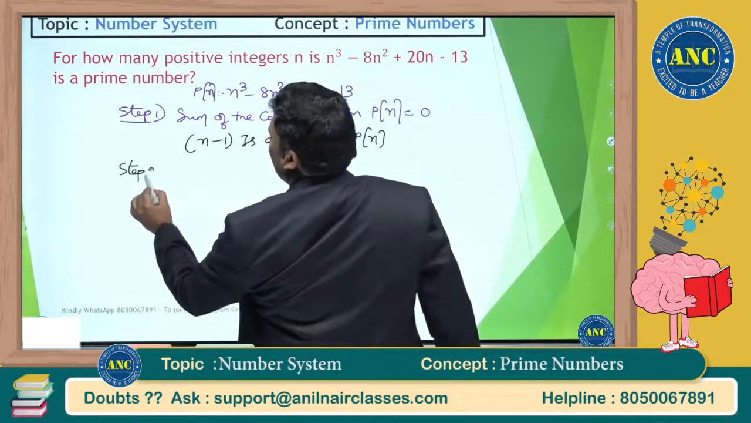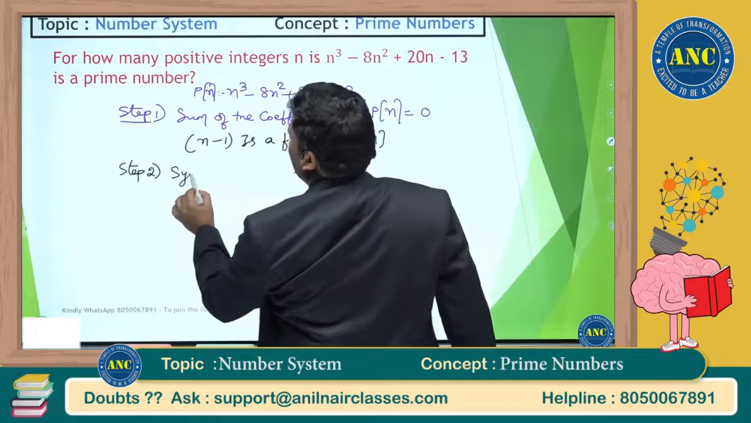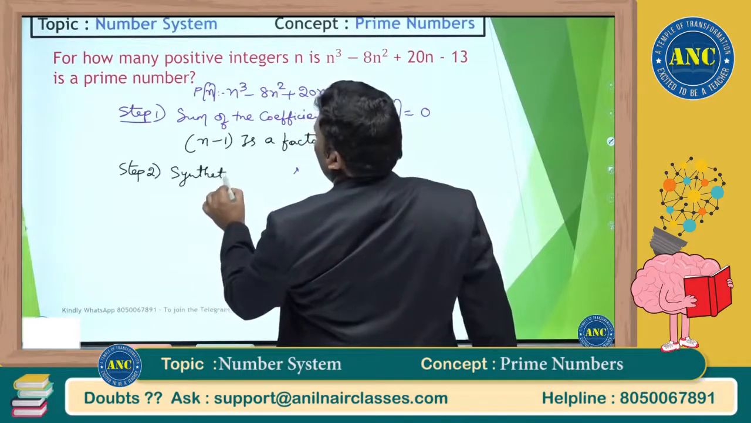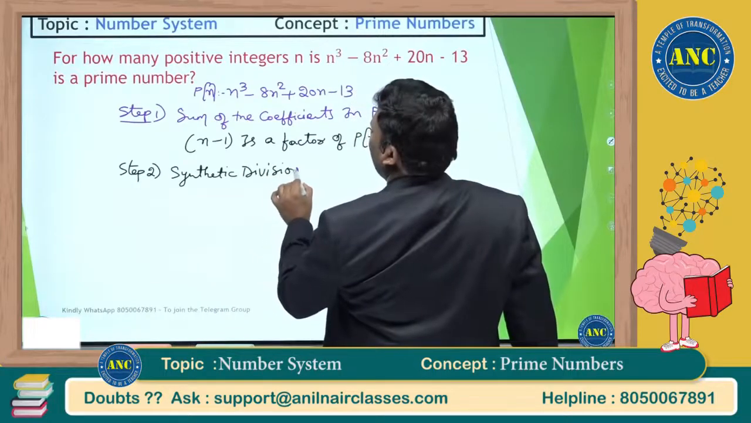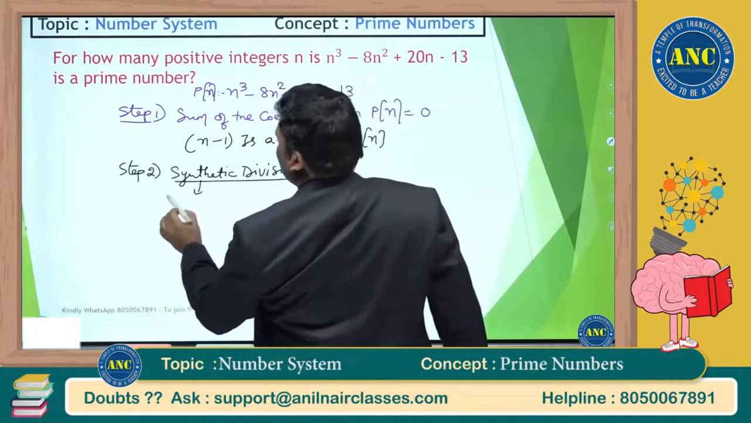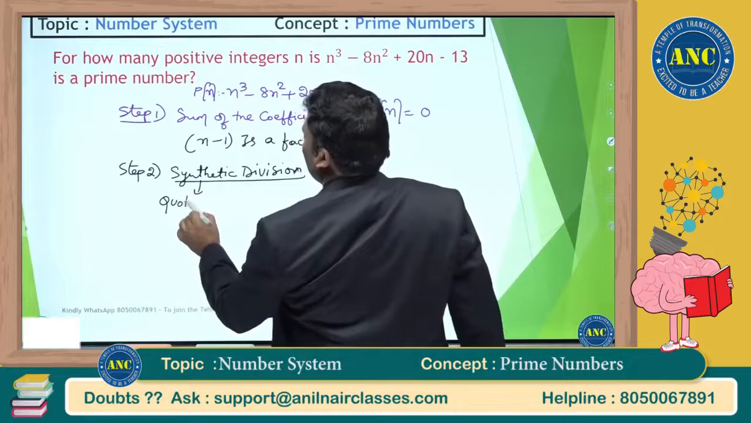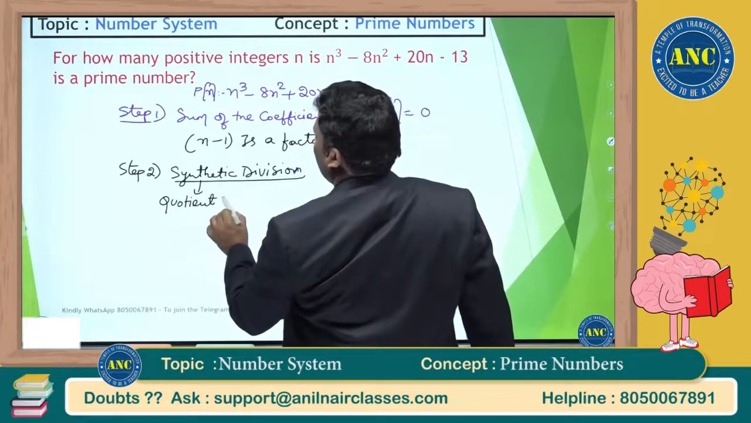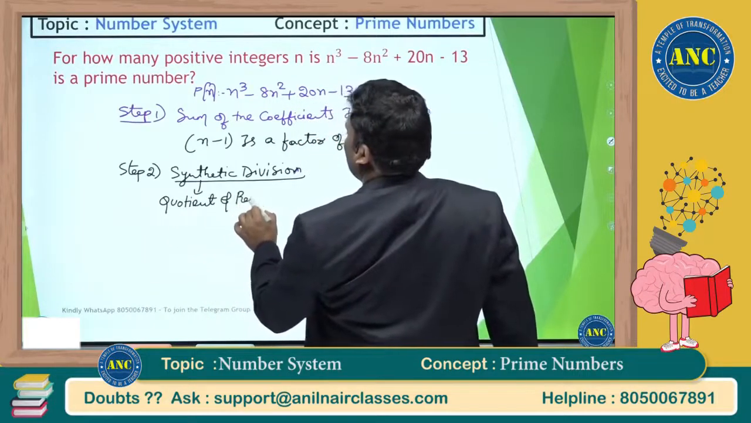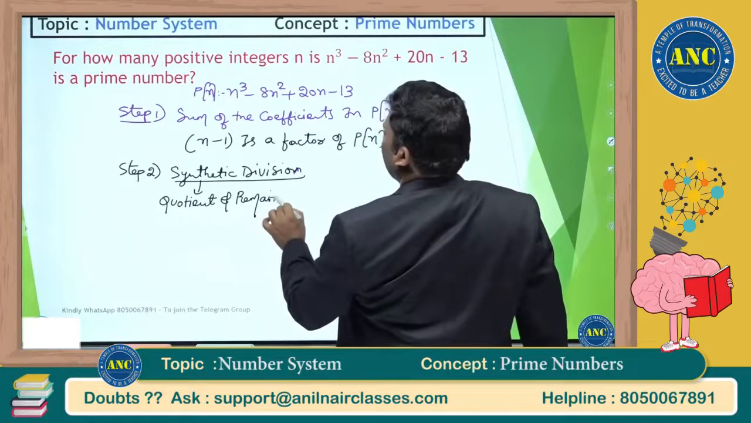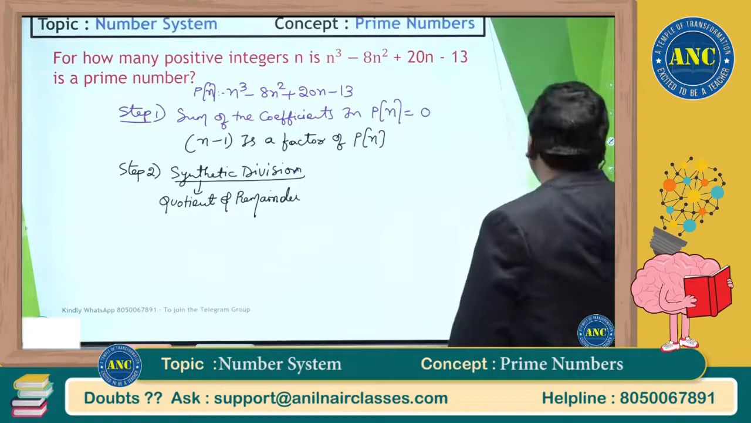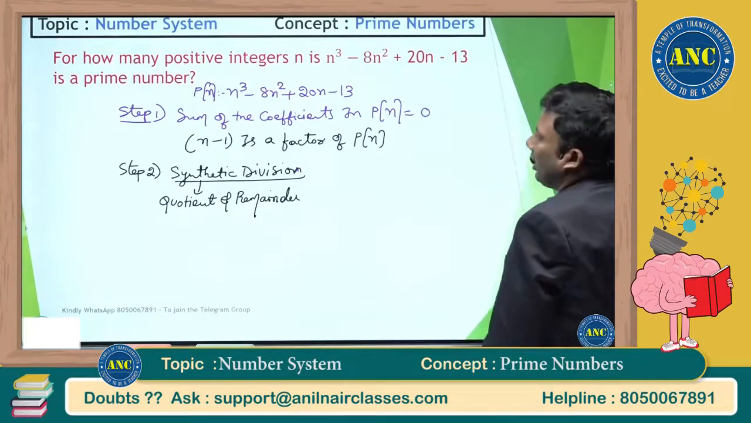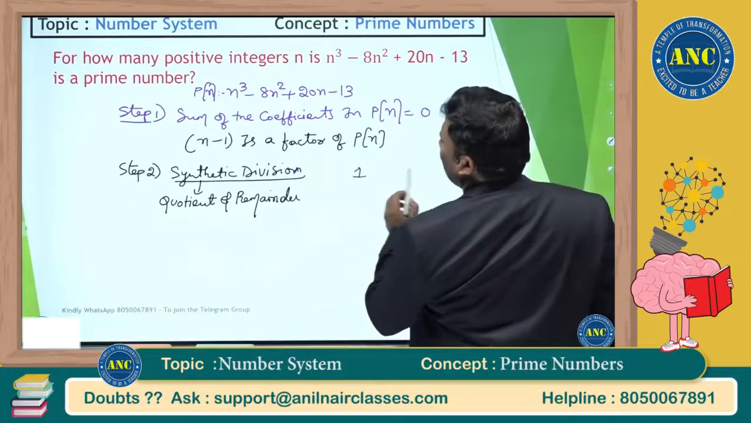In step number 2, I am using synthetic division. What is this synthetic division method? Synthetic division helps us in determining the quotient as well as the remainder. How to do synthetic division? Write down the coefficients in a serial order.